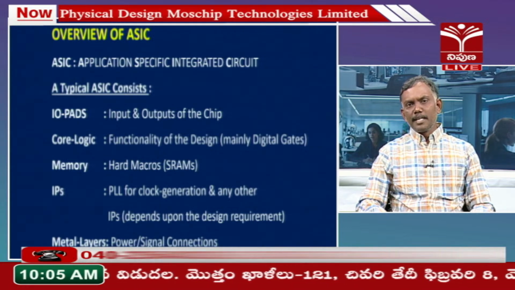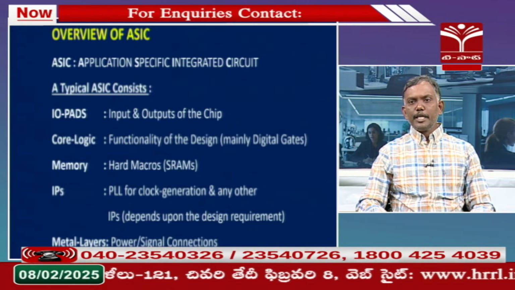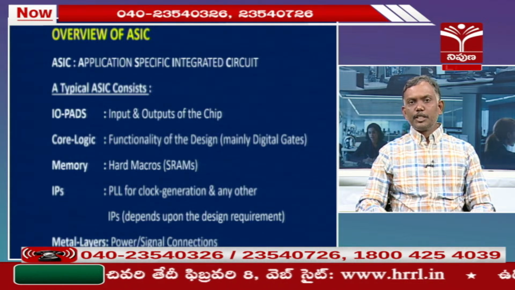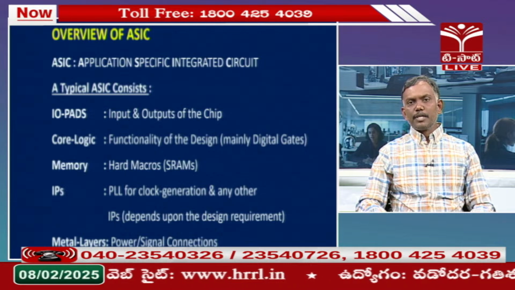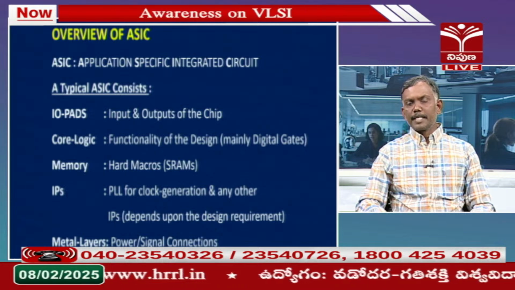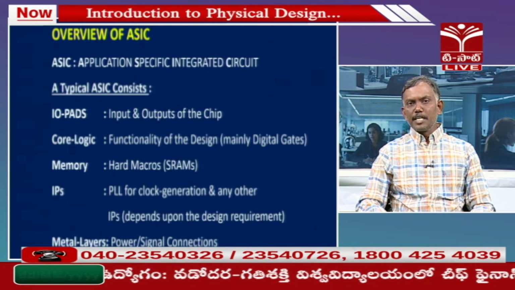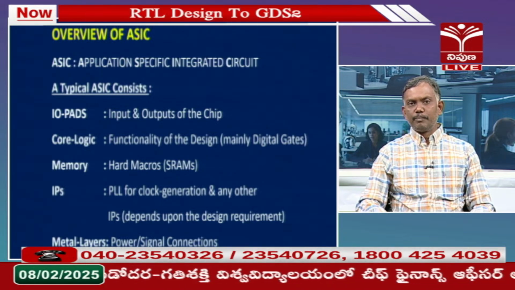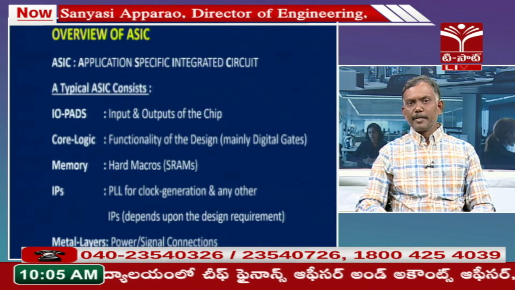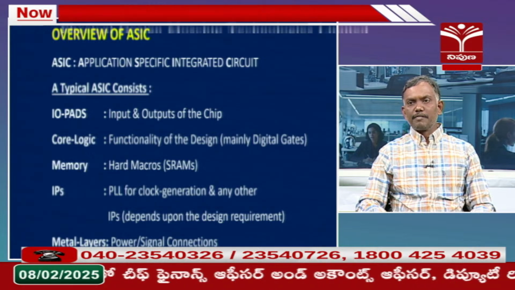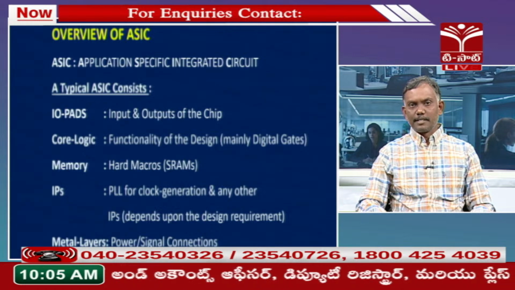If you take any typical IC, you can see these components. IO pads: these are the inputs and outputs of the chip. A chip has these inputs and outputs, which connect to the external world and to our internal logic, the core logic. Core logic is the main functionality of your design or chip, mainly the digital gates. In your academics, you studied AND gate, OR gate; all of these are part of the functionality of the design, which is built with digital gates. That is called core logic.